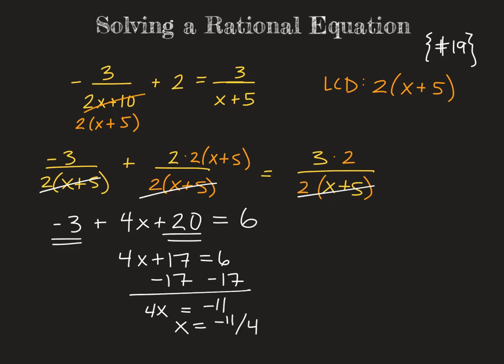The only thing we have to make sure of is that the value that we get doesn't make our original denominator 0. The only answer of x that could make that denominator 0 is negative 5, and we did not get that as an answer. So our answer of negative 11/4 works.